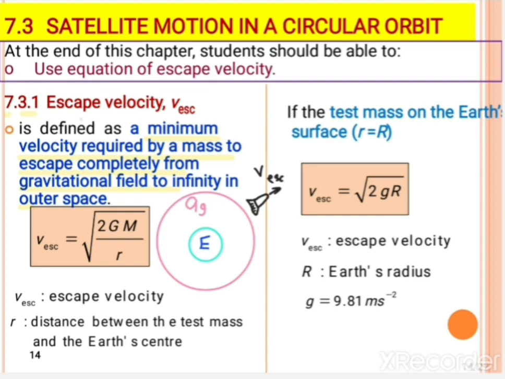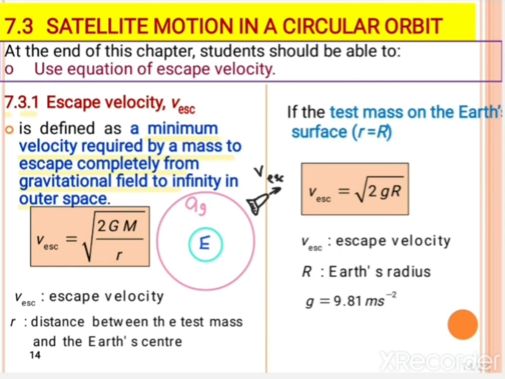7.3.1 is escape velocity. What does it mean, escape velocity? It is the minimum velocity required by a mass to escape completely from a gravitational field to infinity in outer space. Okay, look at this picture. This rocket wants to escape completely from Earth's gravitational field, so this rocket needs high velocity to escape completely.